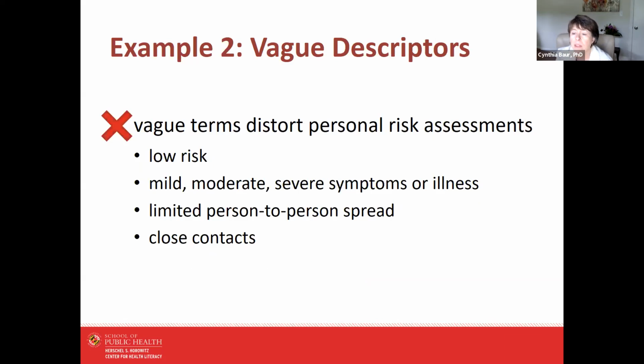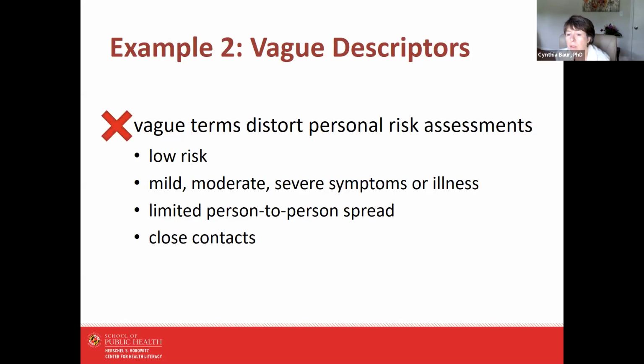We saw a lot of vague descriptors, and in health literacy, we know vagueness is a real problem when it comes to helping people develop a firm understanding of what's being communicated. And these vague terms ended up distorting in many ways people's risk assessments. We saw the reference to people being at low risk. And there's quite a bit of research that says when you use terms like low or high or medium or large or small, people can attribute very different quantities to those kinds of terms.